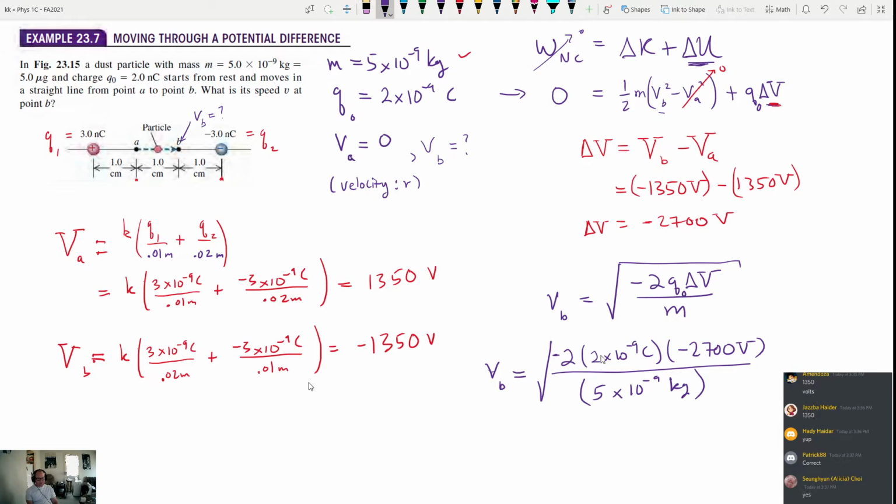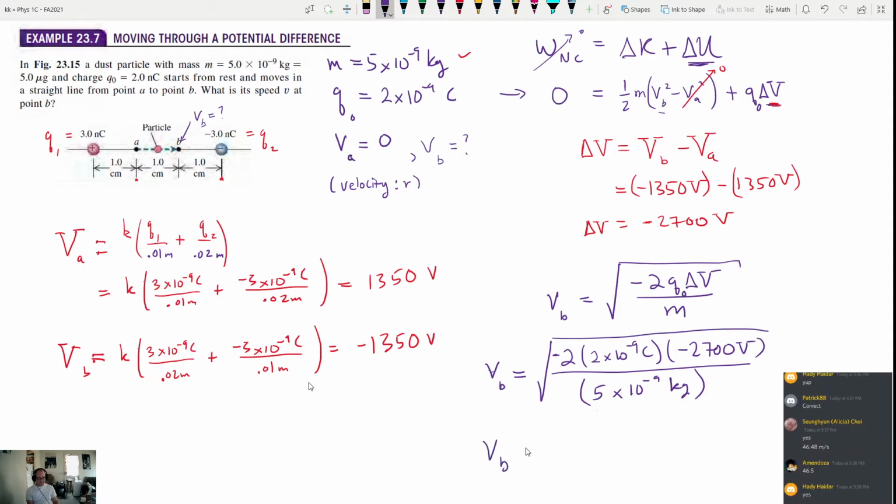I wonder if this works out. It's 4 over 5. The 10 to the negative 9s cancel out. So it's 4/5 of this, so it's 0.8. 0.8 times 27. Maybe it'll work out, I don't know. Tell me what you all get if you calculate this. You get 46? Yeah, okay. That's what I got too.